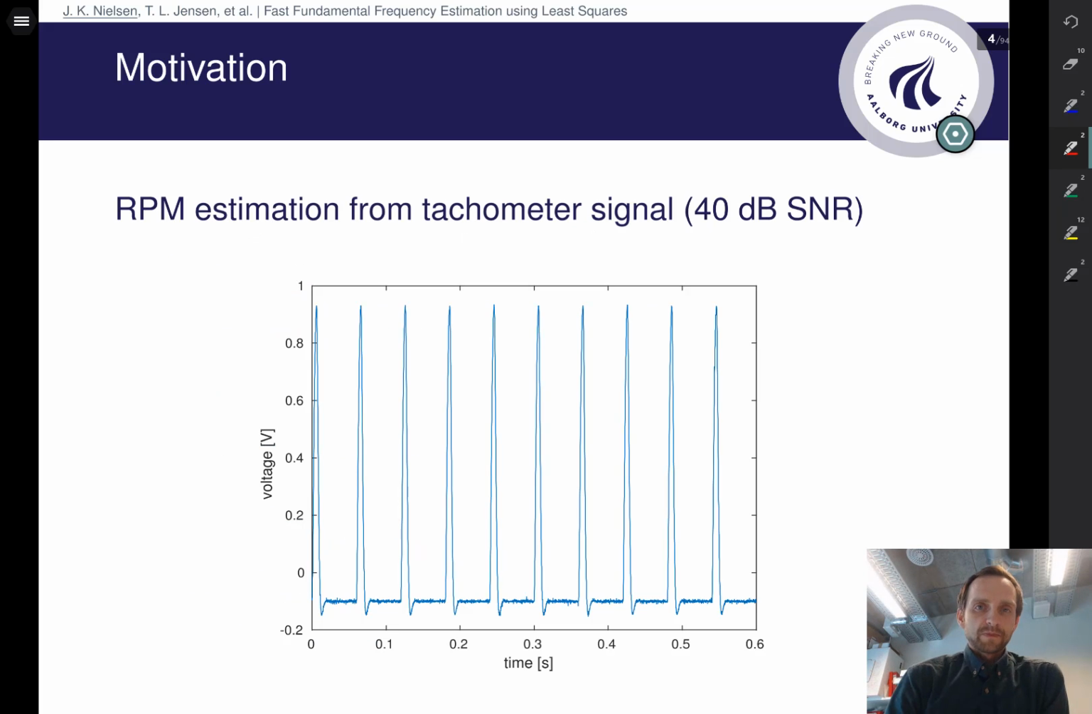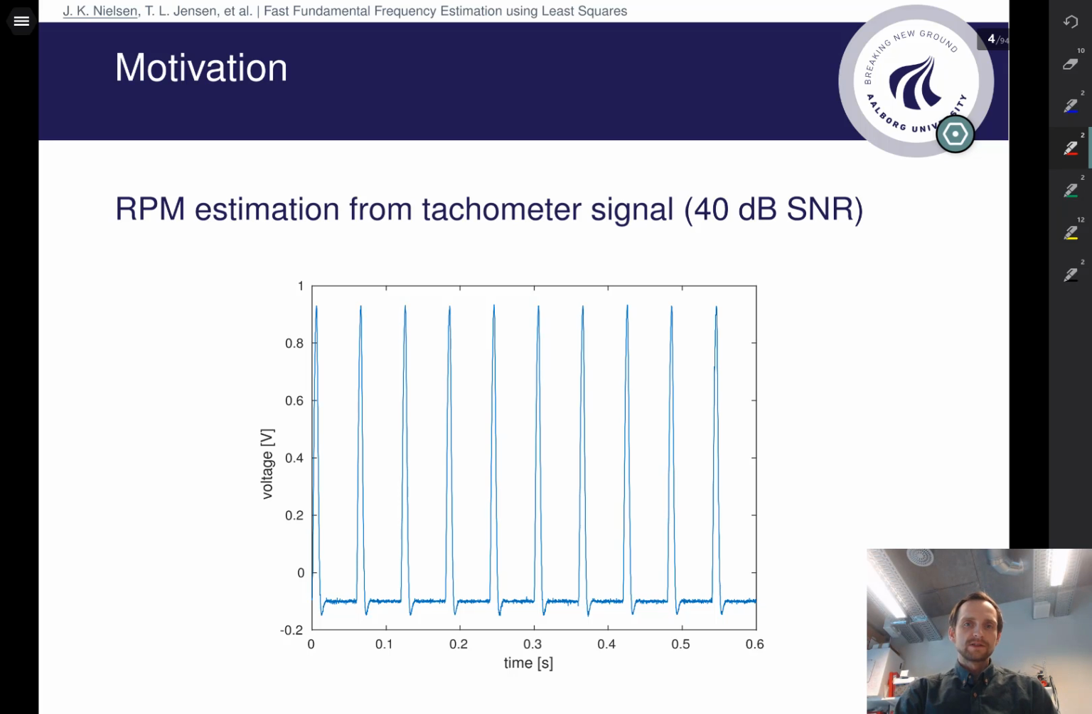This is from sound and vibration. You have a tachometer signal here. Imagine that you have some kind of engine which is rotating, and then for every revolution of the engine you will get a pulse like this. And of course, if you can find the fundamental frequency of the signal, then you know the speed of the engine.